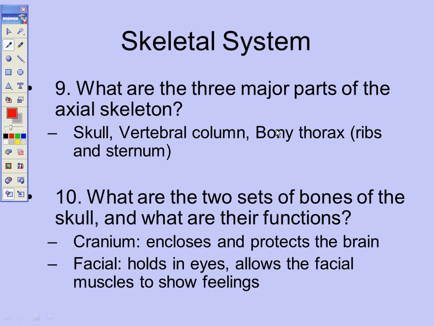Three major parts of the axial skeleton: skull, spinal column, and bony thorax, which is the rib cage. Two sets of bones on the skull. You've got cranial bones, or the cranium, which is going to be the flat bones on top of your head, the frontal bone, occipital bone, and the two parietal bones, which are going to encase the skull. Okay, all the other bones are going to be facial bones. Those are going to be the bones that actually make up your face.